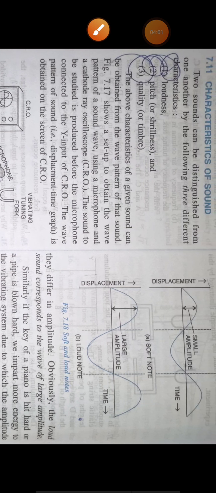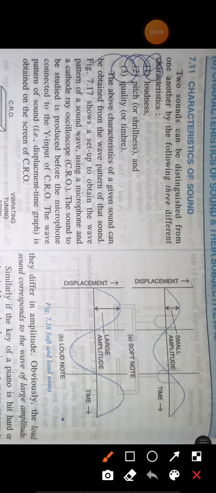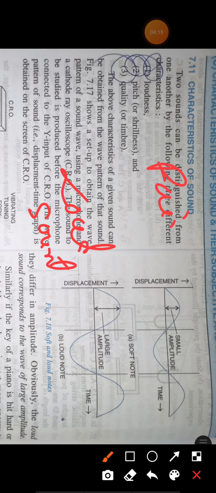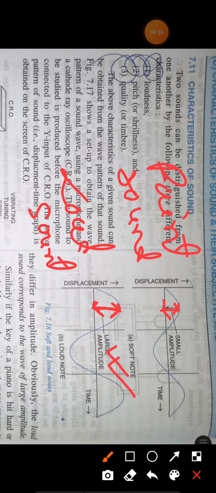Now if you see the wave nature of these two sounds on the CRO, you will see that the loud sound has a very large amplitude. Here the second wave is the loud sound, and the first one is the faint or feeble sound. From these two graphs, you can easily tell that the second wave has a high amplitude, but the first wave has a very small amplitude. This shows that a loud sound has a large amplitude, but a faint sound has a very small amplitude.